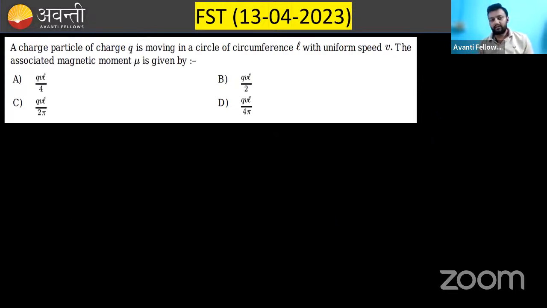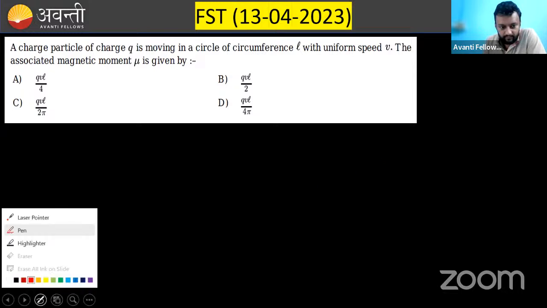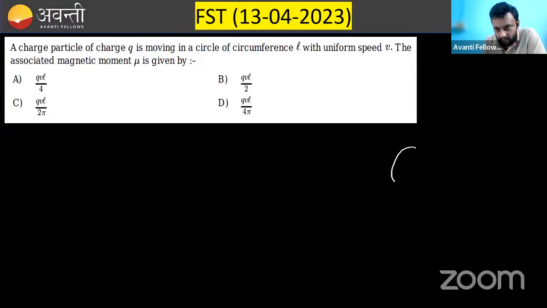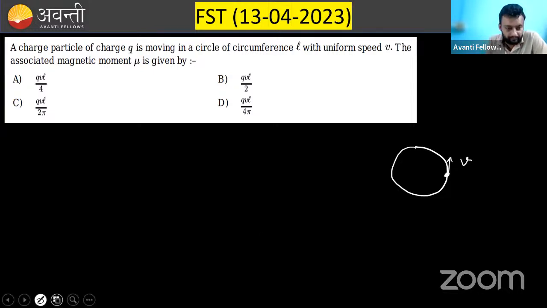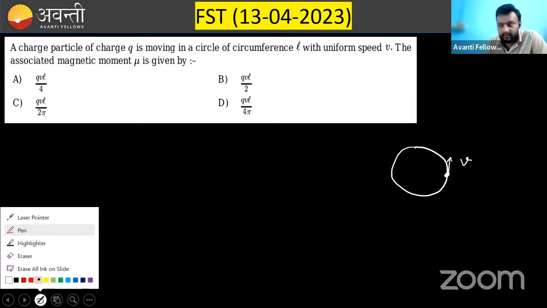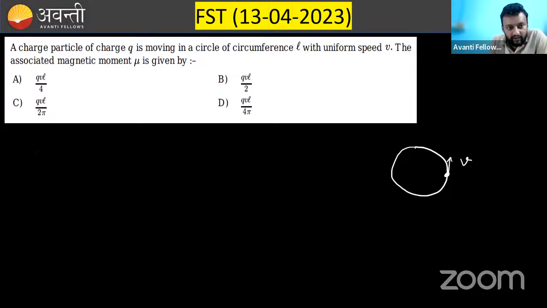One more question we can take here. This is the last question. A charged particle of charge Q is moving in a circle of circumference L. Okay, first of all, draw a circle. This is the circle. The total circumference is L. Remember this. With speed V, suppose this is the charged particle moving with some speed V. The associated magnetic moment is given by, and they are representing the magnetic moment with mu.